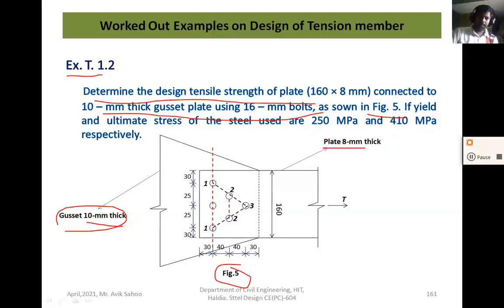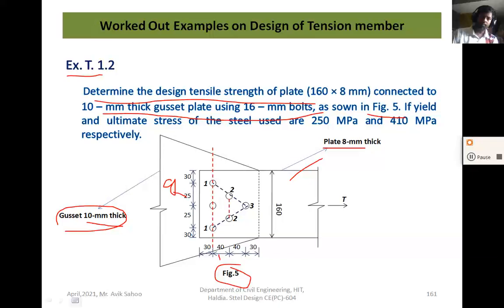End distance given 30. Then this is a gauge distance 25. Pitch distance given 40 and edge distance given 30. Width of plate is 160. Thickness of member is 8 mm. So tensile force is applied.